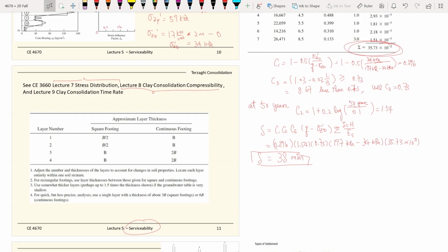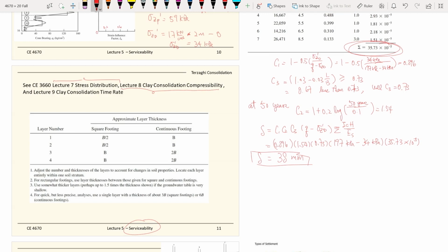So, a quick recap on the primary consolidations. In fact, we talked about that already in your previous class, CE 366, in lecture 8 and lecture 9. We talked about the compressibility and also the time rate of primary consolidation. So I highly recommend you go back and revisit. We don't have time to repeat everything here for this class. On top of that, we also need you to review the stress distributions.